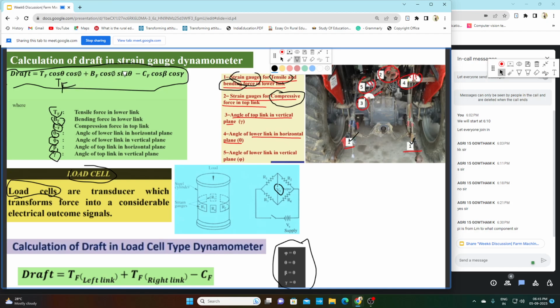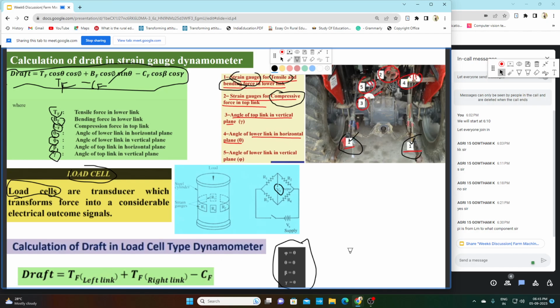BF will cancel out. Why will BF cancel out? Because sin 0 is 0. So this will cancel out, and CF minus CF. So our draft by the load cell dynamometer will be equal to TF minus CF. TF is the tension force acting in the lower link, and CF is the compression force acting on the top link. Now for the lower link, as we are using two strain gauges, that is why it is written like that: TF left link plus TF right link minus CF.